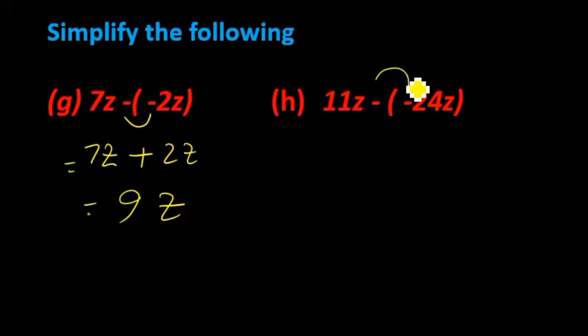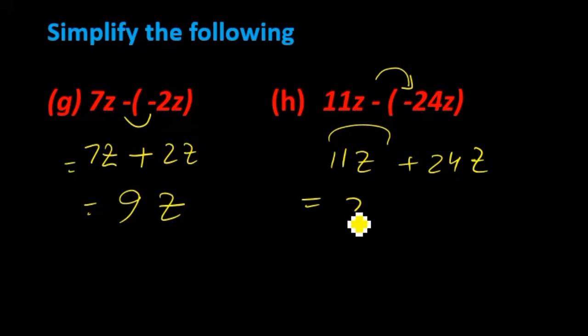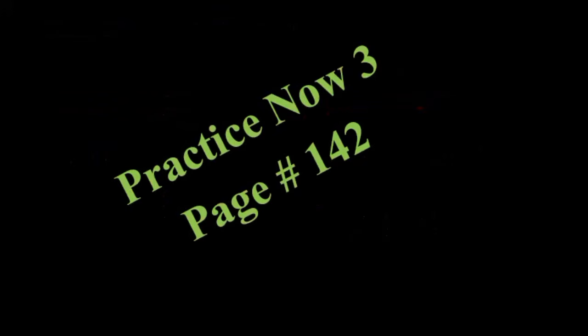Here again minus minus plus, so 11z plus 24z means you have to add because both signs are the same. So your answer is 35z. It's quite easy. Okay, now we will move to practice questions at page number 142.